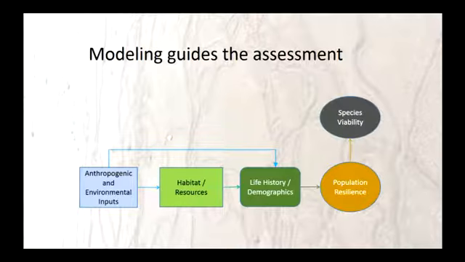And this is the starting point that we tell our biologists to start with. When you're sitting down to start an SSA project, start thinking about, well, what makes a population resilient? What are its life history characteristics? And then for those characteristics, what kind of habitat resources does it need? What kind of environmental inputs does it need in order to thrive?